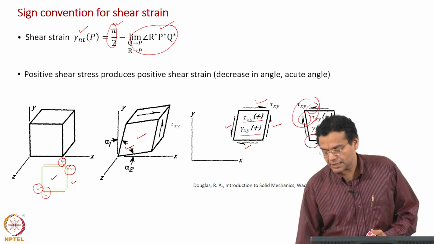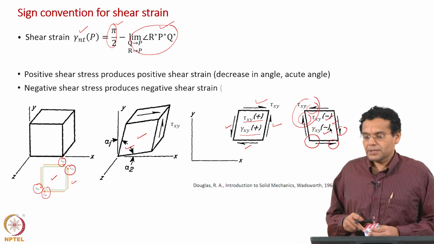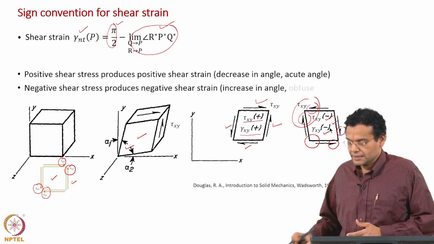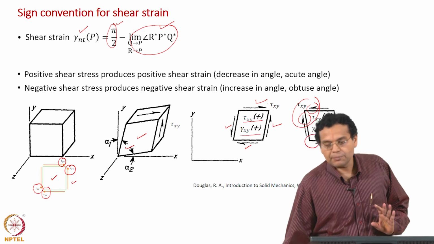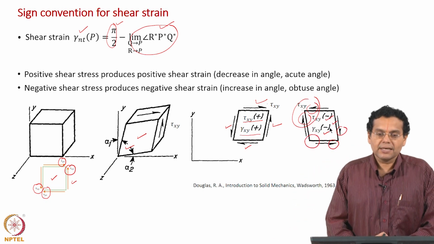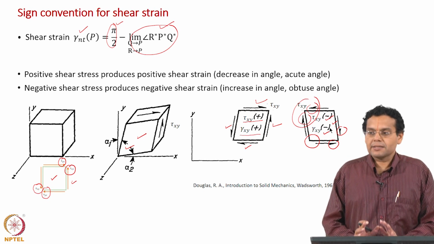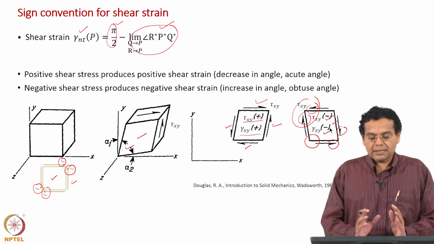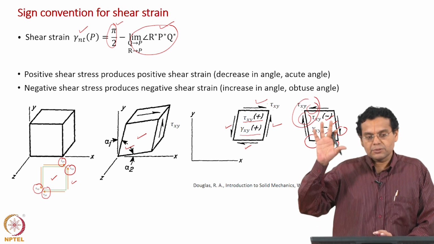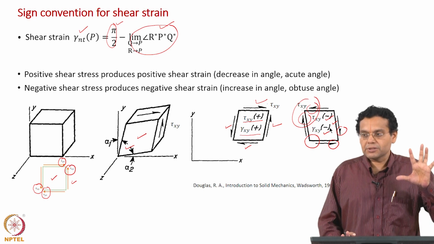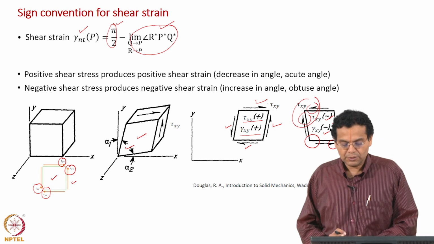Okay, that is the statement. Next statement, negative shear stress produces negative shear strain or increase in angle or obtuse angle. The important point in these two slides is that the sign convention for stress and strain are related. The sign convention is such a way that what we have adopted is that positive stresses result in positive strain, be it normal or shear. Okay. That is the conclusion from these two slides.